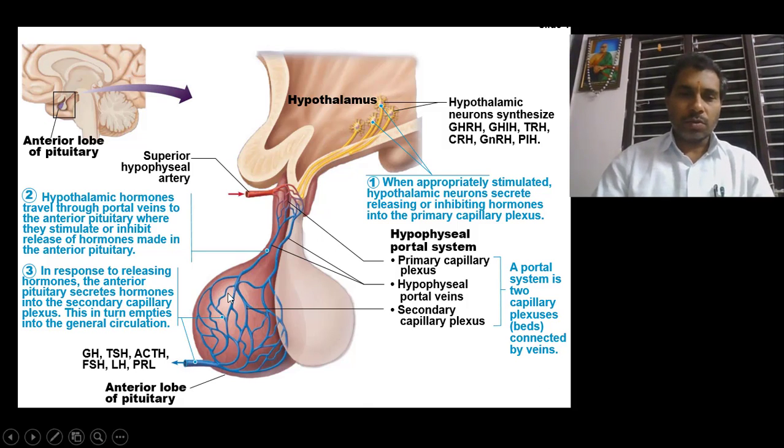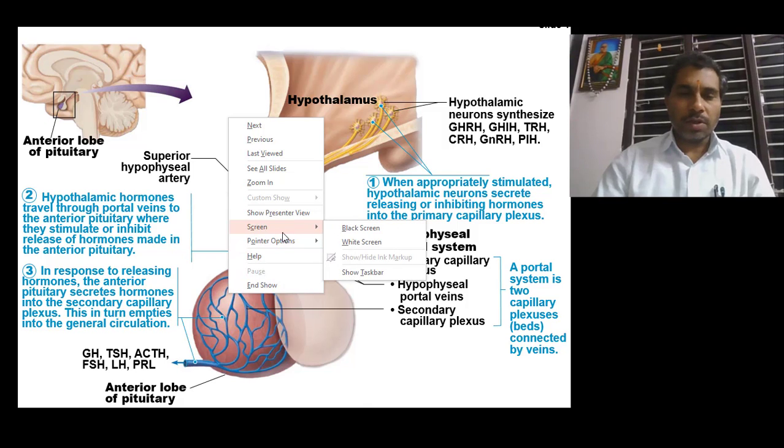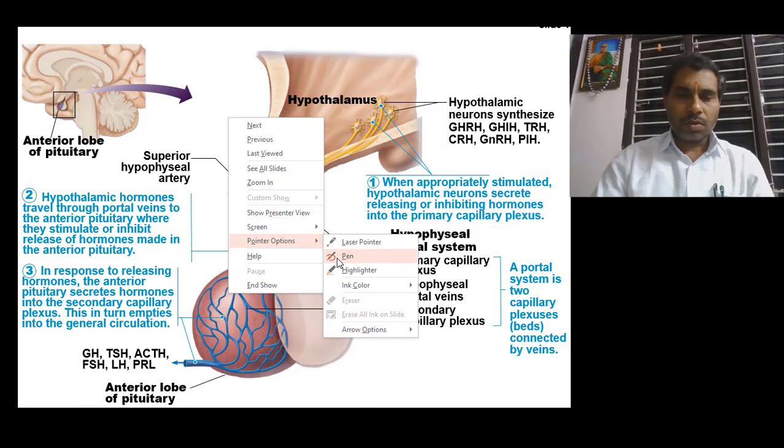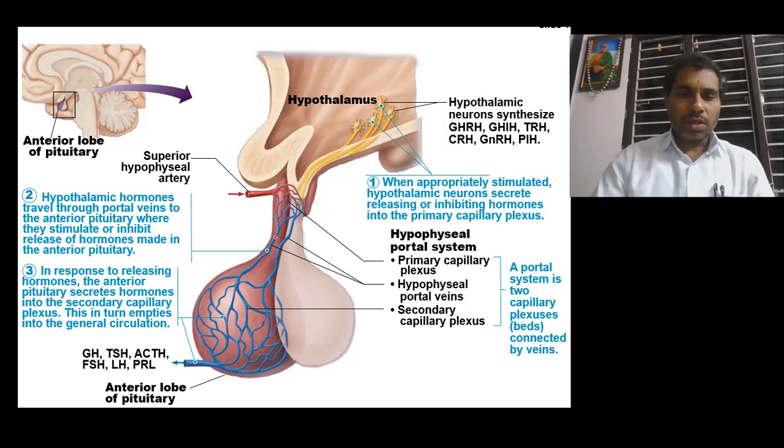Here, the blue-colored ones are capillaries, and these capillaries connect with the anterior lobe. The anterior lobe is very important because the maximum hormones are secreted from it, and it controls other glands which are present in different parts of the body.